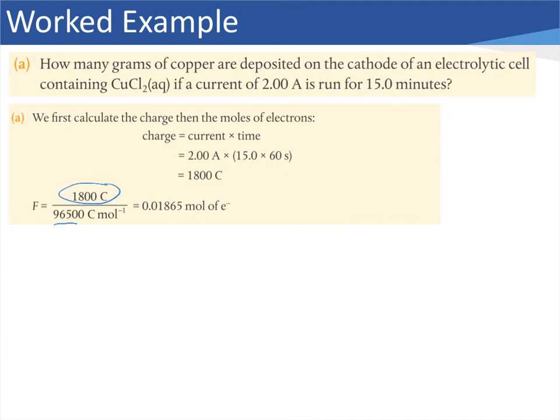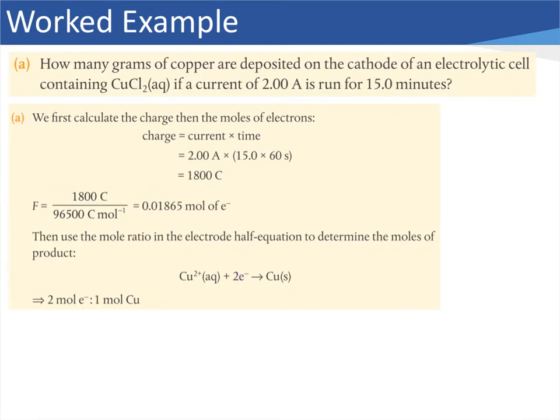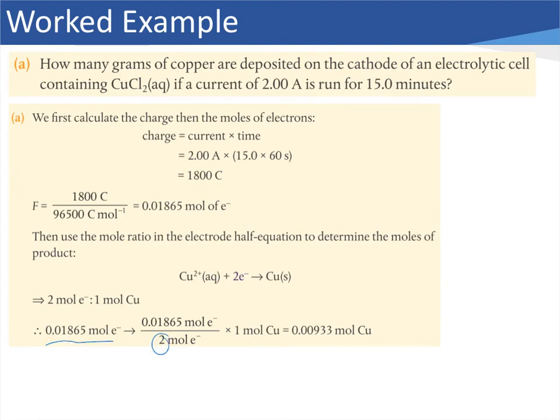1,800 coulombs divided by 96,500 coulombs per mole tells me that I had 0.01865 moles of electrons. It's not very many electrons, actually, if you think about a mole. So now I need to use the mole ratio and the electrode half equation to determine the moles of product. The electrode half equation I'm speaking of here is the reduction which is taking place at the cathode. There are 2 moles of electrons required for every 1 mole of copper.